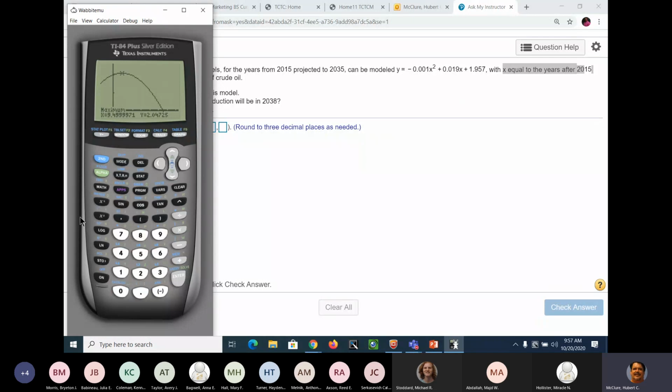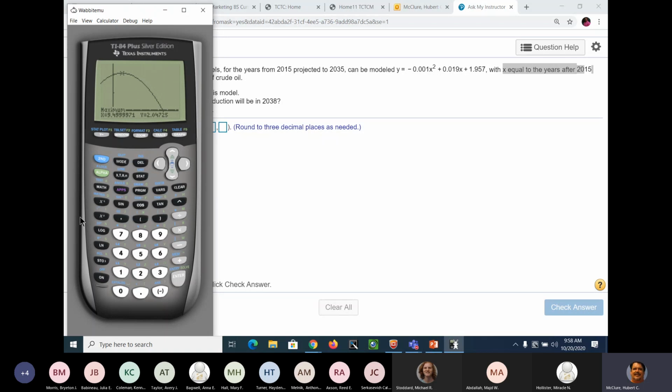And my vertex is 9.5, comma, 2.04, 2.05. That's my vertex.